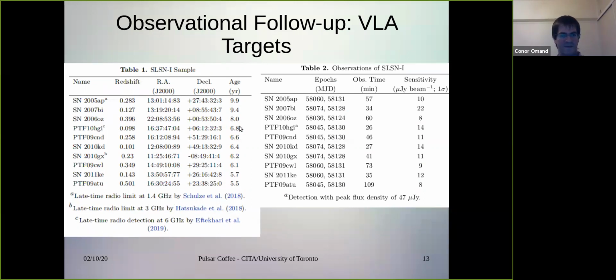This is a 7-year-old supernova. We did observations of these 10. We got 1 sigma noise levels of around 10 microjansky, so this would be on the same level as what I showed in the last slides. And we too also got a detection of PTF10 HDI at 47 microjansky.